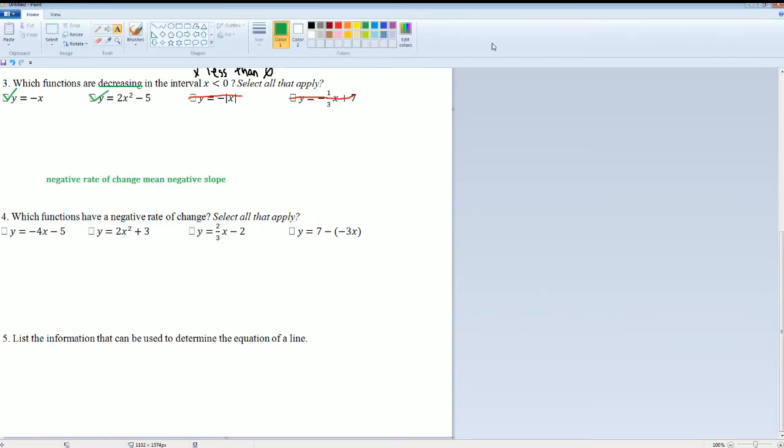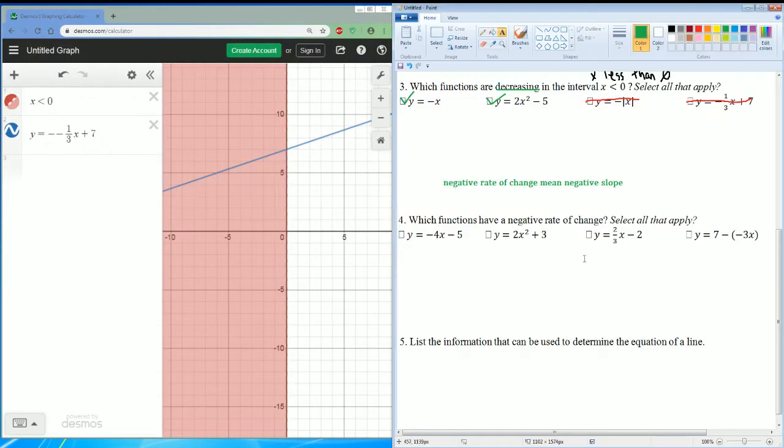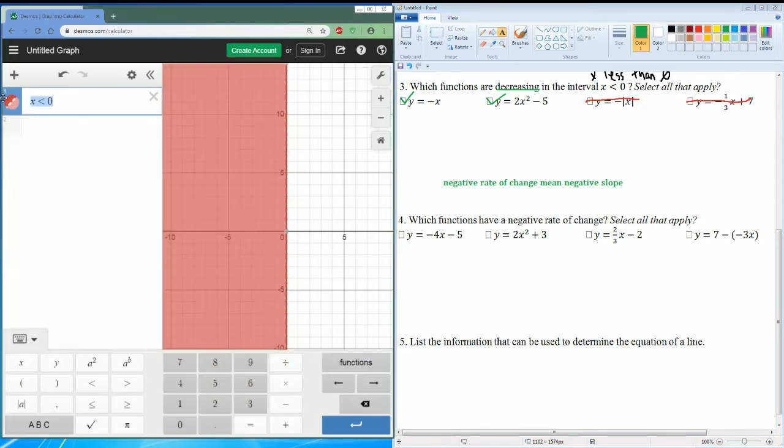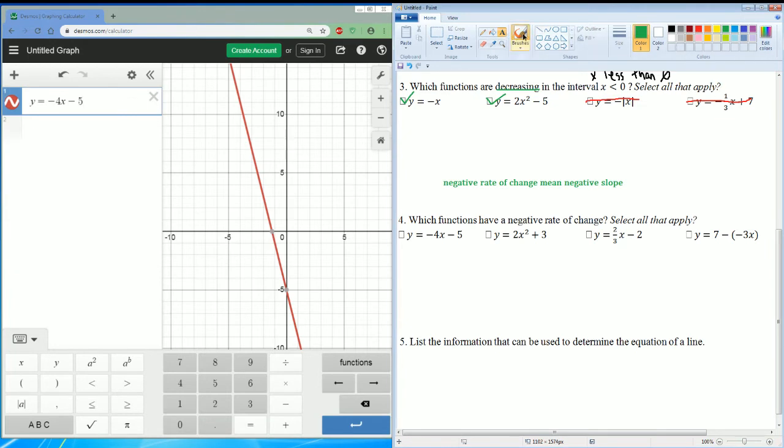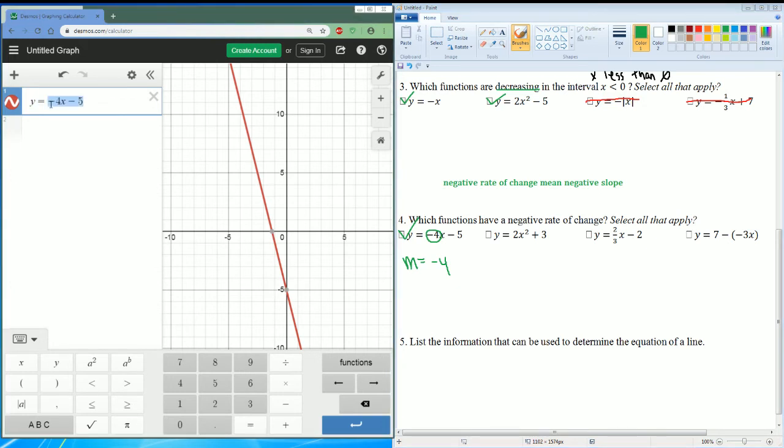All right. So again, we've got to test it. Oh, we don't have an interval. We just have to look for which one has a negative rate of change. So let's just graph it. Y equals negative 4x minus 5. Is that going down? Yes. So this one has a negative rate of change. Notice that the slope here, your m, is equal to negative 4. So that makes it negative. All right, this one is 2x squared.